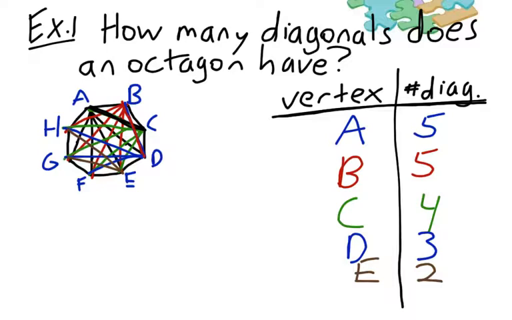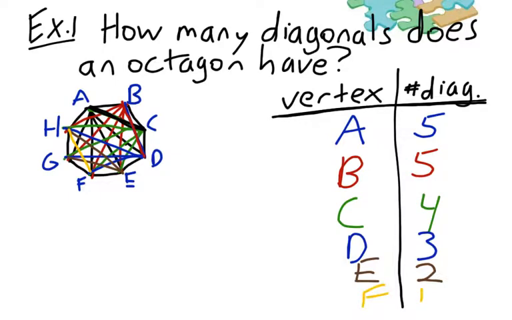You can predict that F is going to be 1, right? Let's just prove that. So F, I've already used F to D, that doesn't count. F to C I've used, that doesn't count. F to B I've already used. F to A I've already used, but I have not used F to H. So F gives us 1.